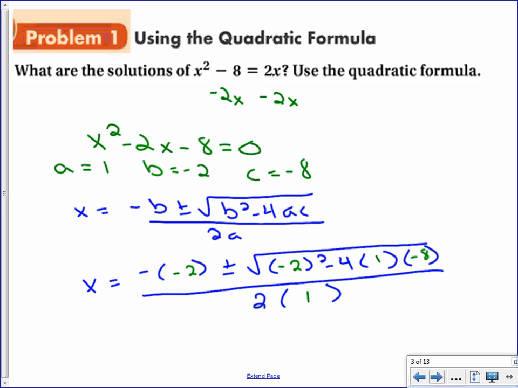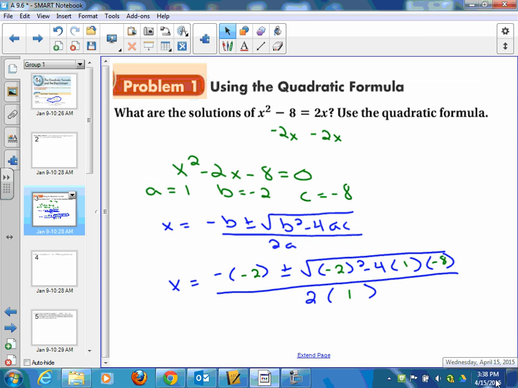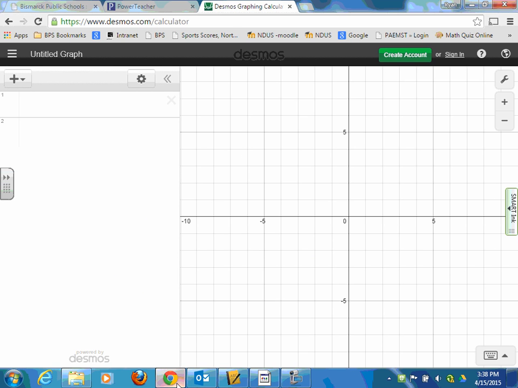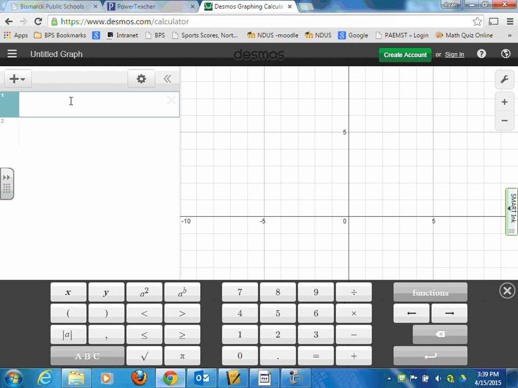All right, so now that you have this written down, it's easy to plug into our calculator. When you use the Desmos calculator, I noticed when I used my phone that it's a little bit tricky to plug in because the problem gets a little bit lengthy. But type it in just as you see it.